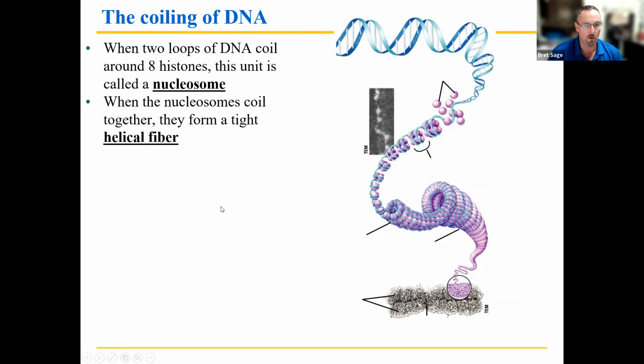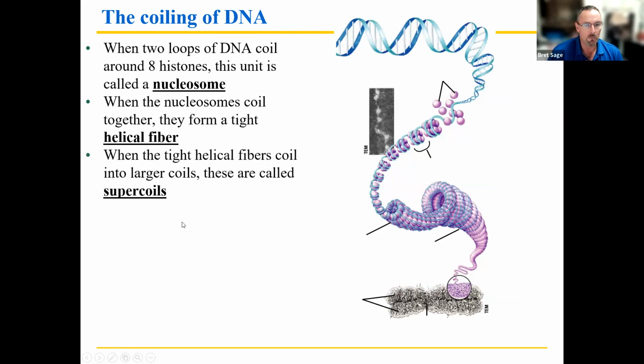When the nucleosomes coil together, they form a tight helical fiber, which you can see right here. Again, I'll put the labels in a bit. When the tight helical fibers coil into larger coils, they're called supercoils, which is this. So what is the point? The point is taking this very long, thin material and coiling it around and coiling that around in such a way you can take an extremely long, thin thing and make it into an easily movable object when you're trying to move things around in the cell during cell division.